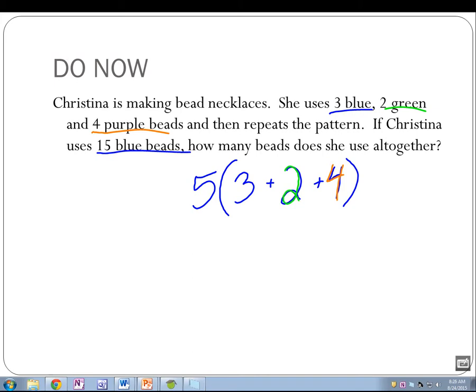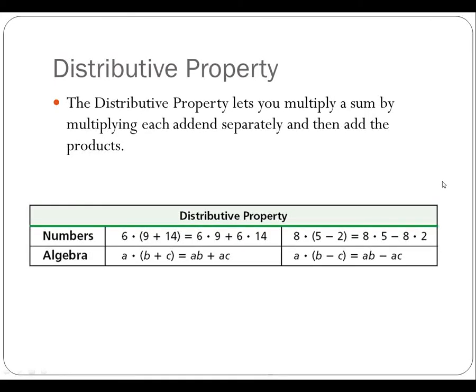All right, let's get down to business and learn how to do it. So we have the distributive property. We're writing this down. The distributive property lets you multiply a sum by multiplying each addend separately and then add the products. An addend is a thing inside of a problem where it's being added together before the solution.